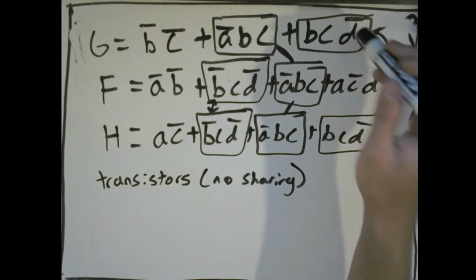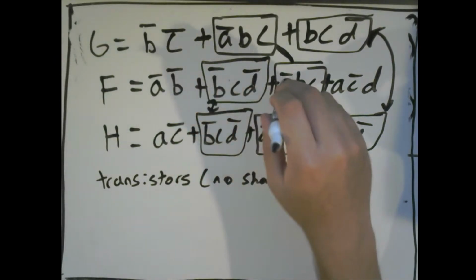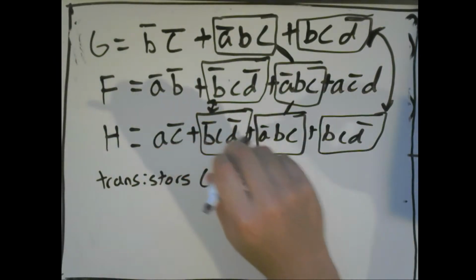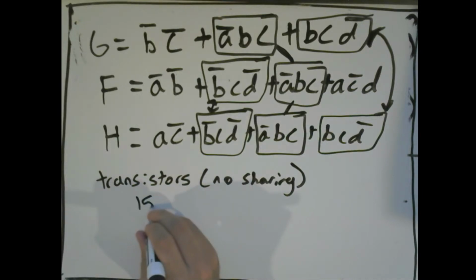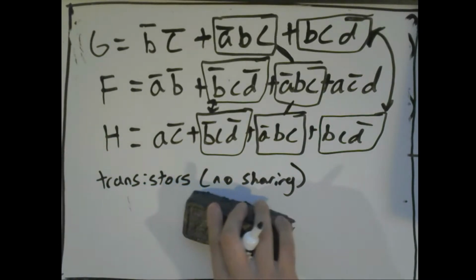1, 2, 3, 4, 5, 6, 7, 8, 9, 10, 11, 12, 13, 14, 15. We have like 15 inverters. And then 2 times the number of inputs plus 2. We don't count all the inverters. Yeah, that's what I had in my example.